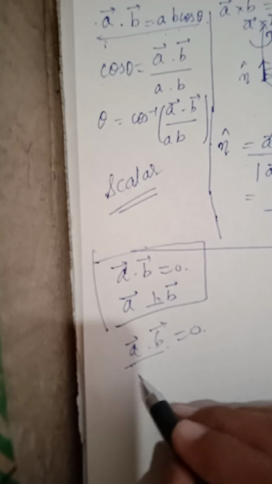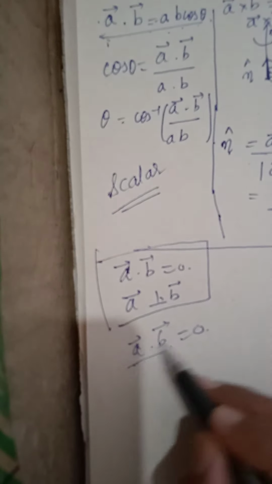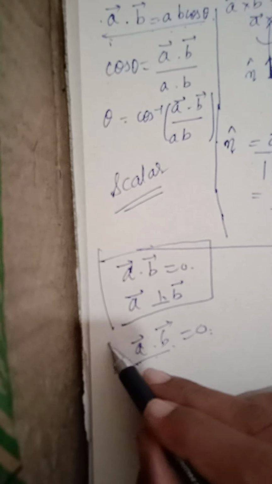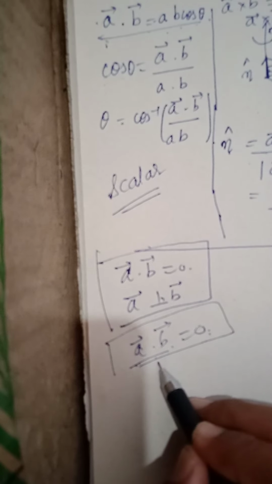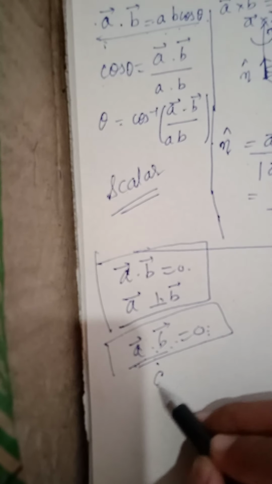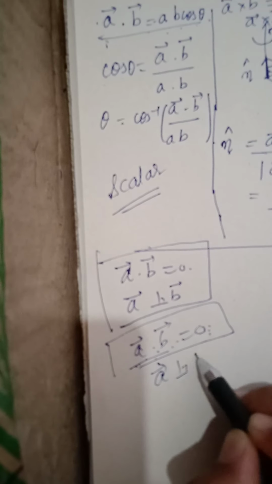It depends. If either of the vectors is 0 or both vectors are 0, then definitely dot product is 0. But if it is given that a and b are non-zero vectors, and a dot b is 0, then definitely we say that a is perpendicular to b.